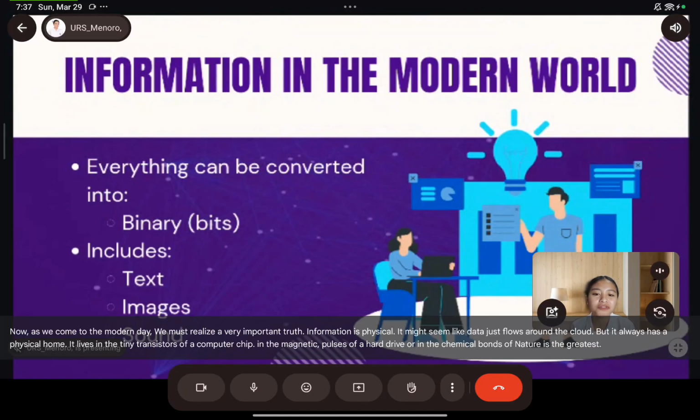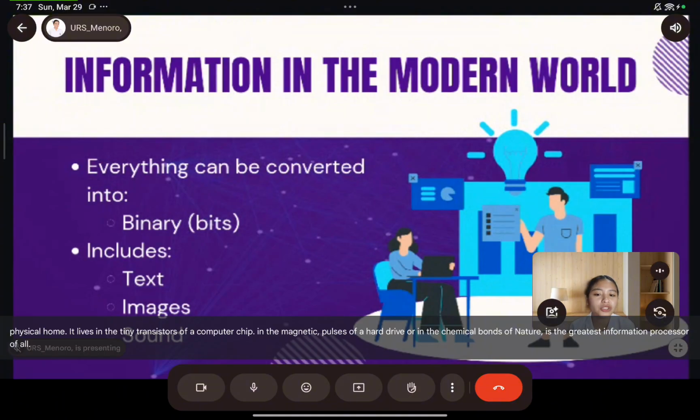Nature is the greatest information processor of all. Every atom in the universe contains information about its state. Every cell in your body contains a massive library of information in your DNA. This code tells our body how to grow, how to breathe, and how to fight off infections.